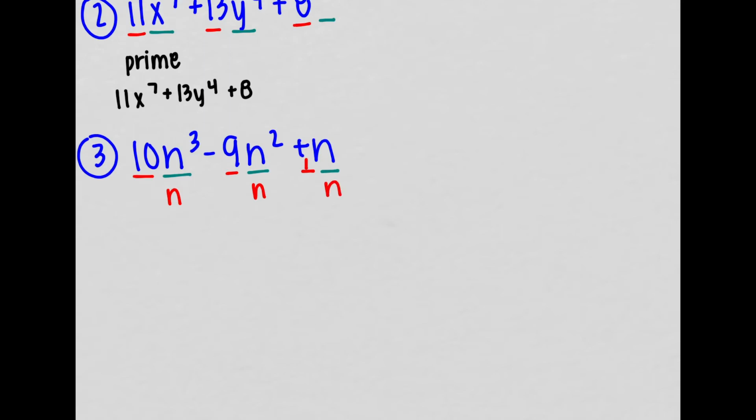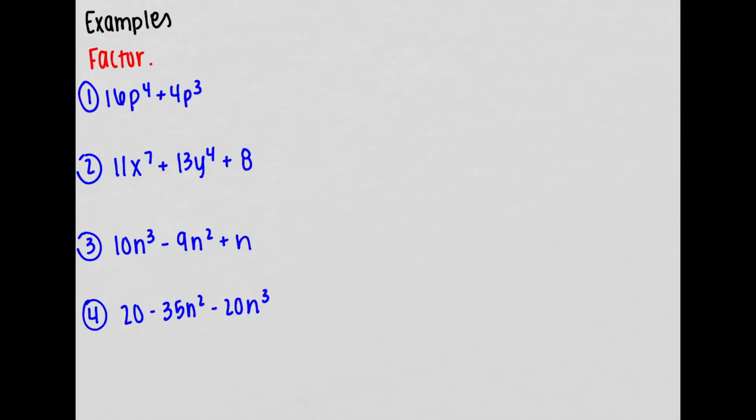When I do that with the first piece, 10n cubed, I still have the number 10, but n cubed divided by n, I take out one of those n's, and I'm left with n squared. Minus, I didn't divide the 9 by anything. I have n squared divided by n, so I take out one n, and I'm left with one n. Plus, remember, anything divided by itself just leaves you with 1. So I put all that in parentheses because that's what I'm left with. And remember, on the very front on the outside, you put whatever you divided by. We divided by n. And the last one is 20 minus 35n squared minus 20n cubed.